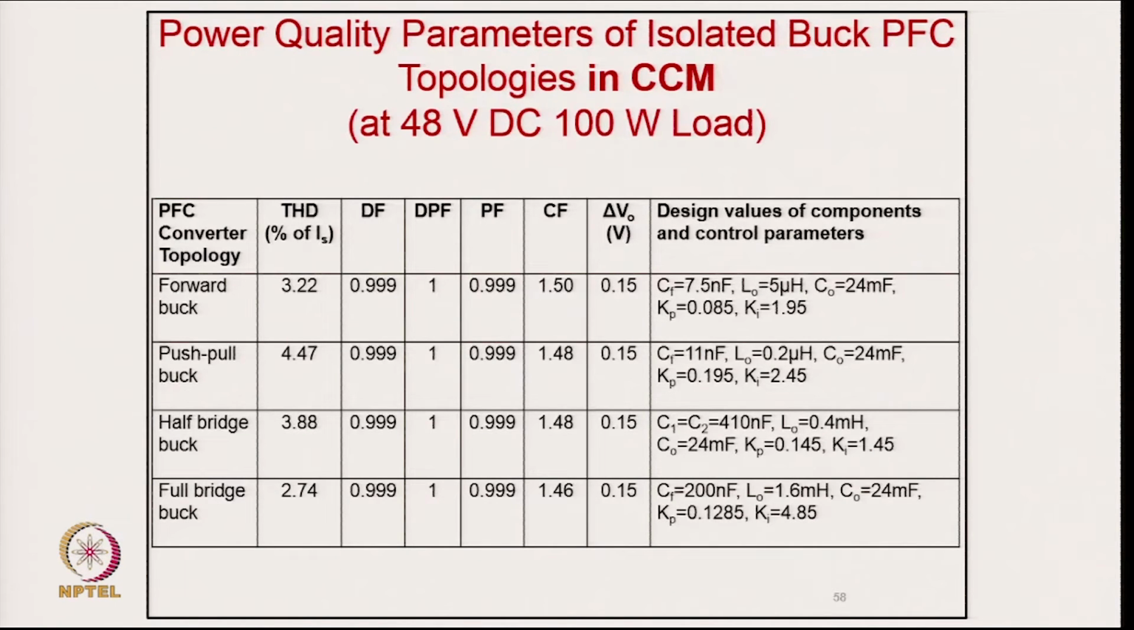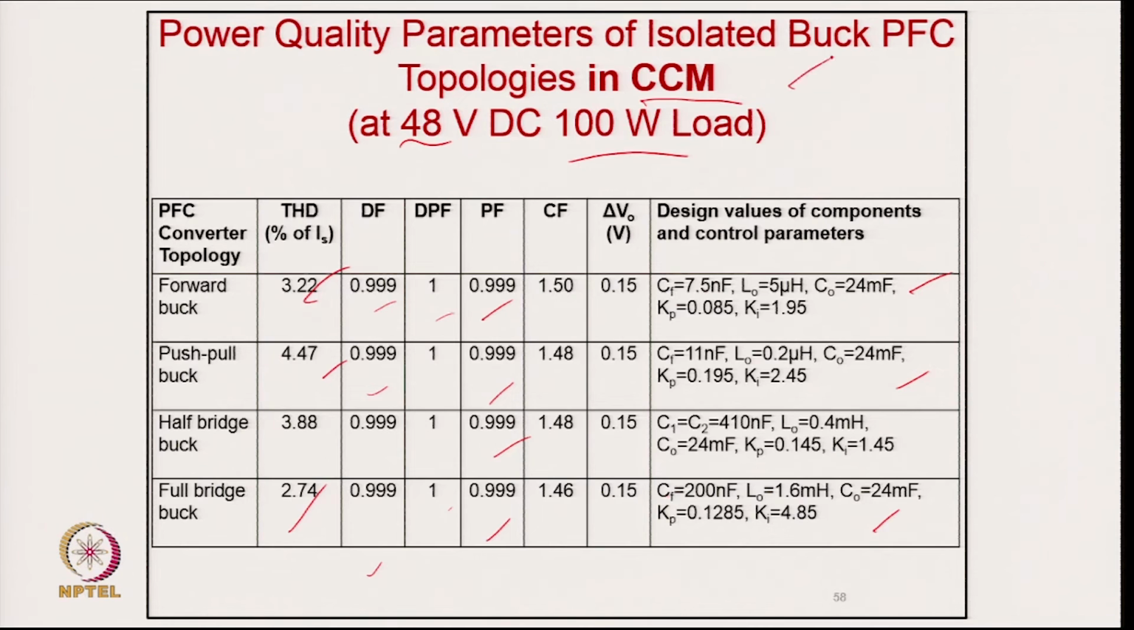These are typically after designing with a rating of 48 volt and 100 watt, especially for continuous conduction mode. These are the parameters of the circuit for all these 4 converters and the controller gains, because you require the controllers here also, and the voltage ripple. You can see the THD is less than 5% in all cases, the distortion factor is almost 0.999, the power factor is also close to unity, and the crest factor is also very close to a sine wave with the small voltage ripple there.